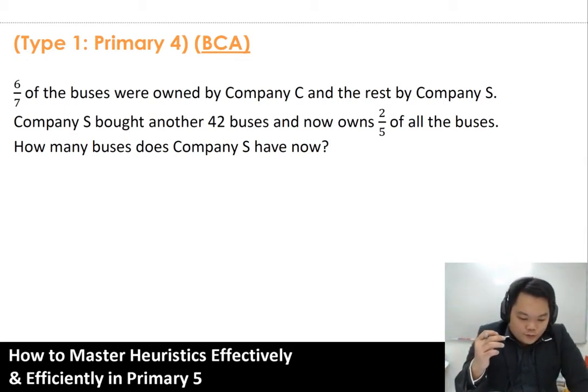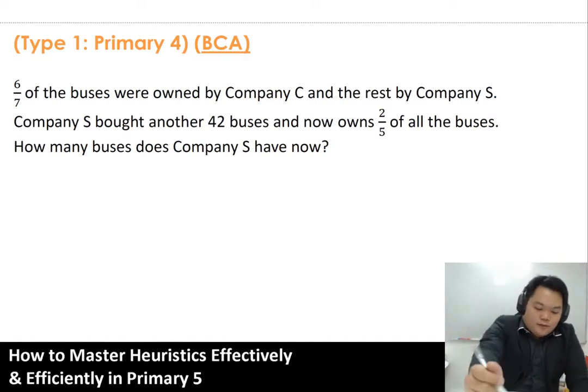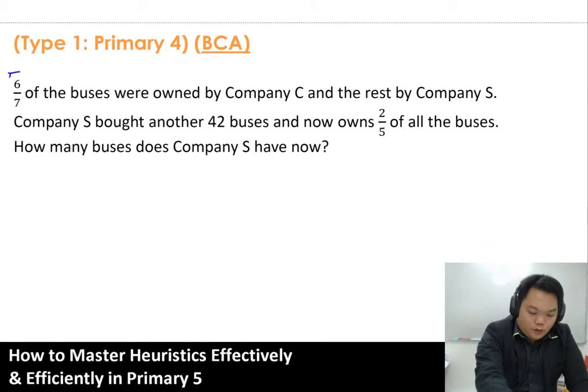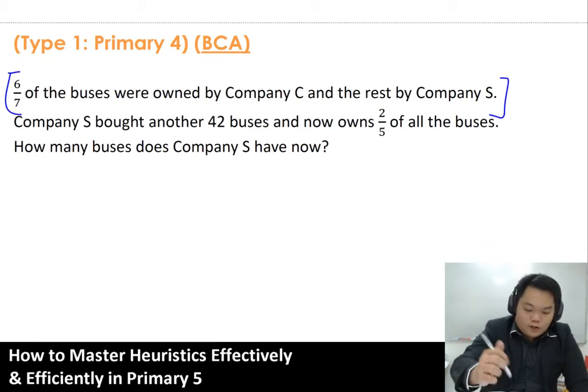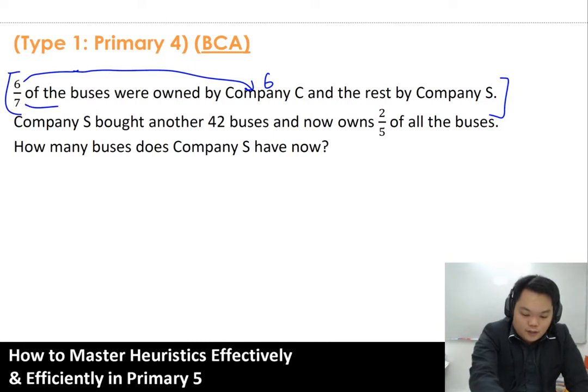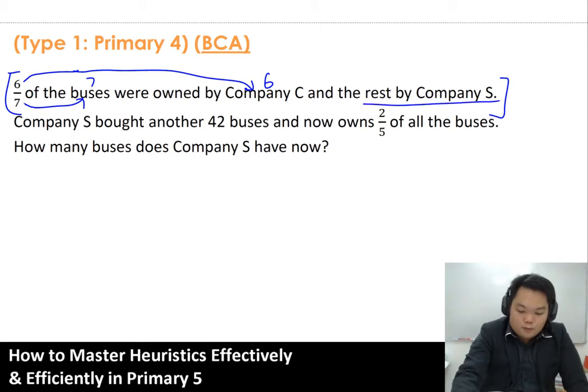6 out of 7 of the buses were owned by Company C and the rest by Company S. Company S bought another 42 buses and now owns 2/5 of all the buses. How many buses does Company S have now? Now, first thing you need to do is identify what is given and interpret the statements. So 6 units is owned by Company C out of a total of 7. This is a tricky part. The rest is owned by Company S. They have to infer that this is 7 minus 6, and that leaves you with 1. This was before anything happened.